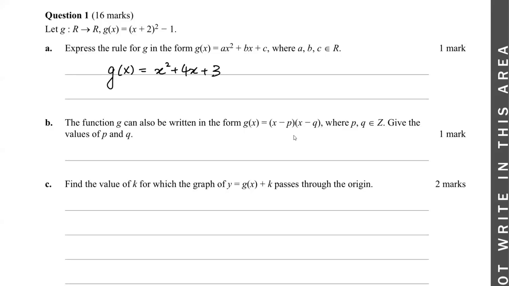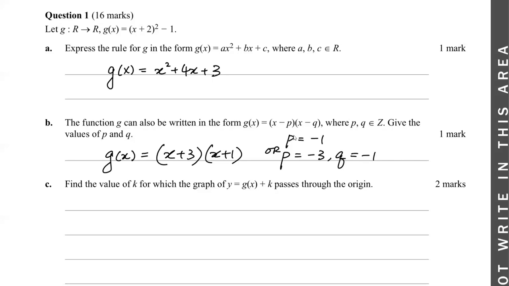So the function can also be written in the form g of x equals (x minus p)(x minus q). Give the values of p and q. In fact, it's the opposite. Because when you factorize this g of x, it's (x plus 3) times (x plus 1). So the p value should be minus 3, q value should be minus 1. Or p equals minus 1, q equals minus 3. But there is no need to specify both cases. One case should be enough, okay?